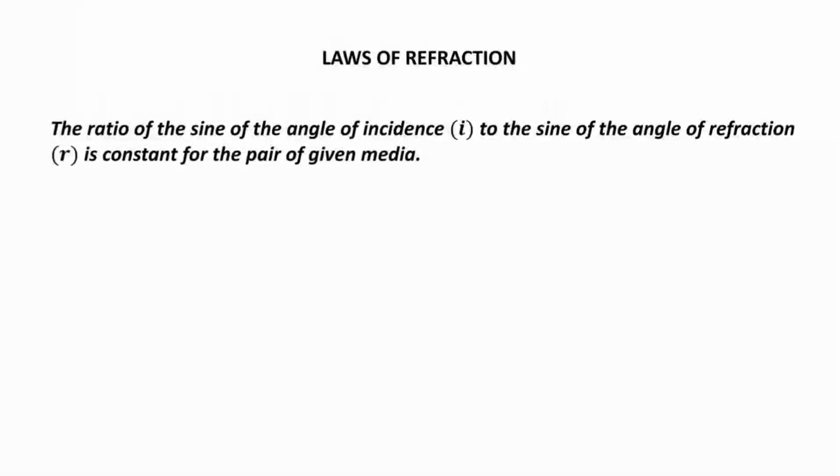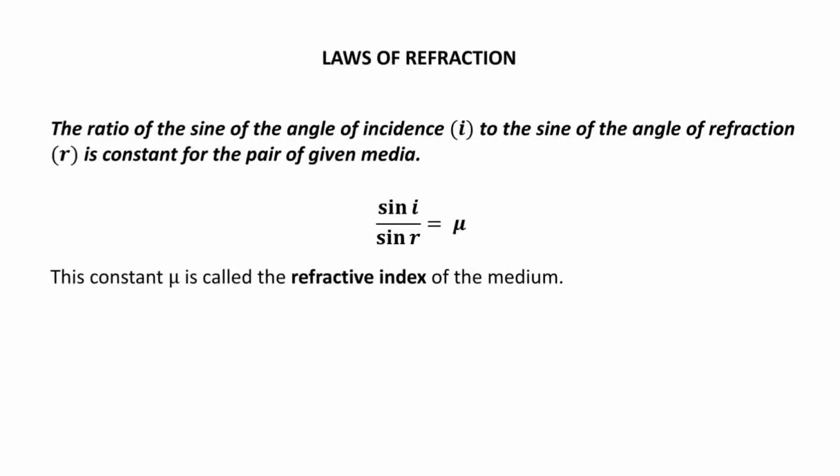Next, the ratio of the sine of the angle of incidence i to the sine of the angle of refraction r is constant for the pair of given media. This means mathematically we can write sin i by sin r, that is sine of angle of incidence by sine of angle of refraction, is equal to mu. This is a Greek letter named mu, which is a constant. So this constant mu is called the refractive index of the medium.